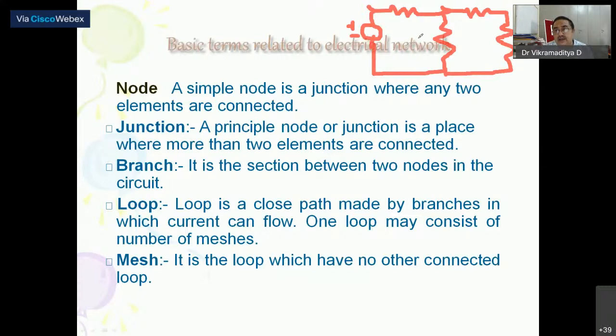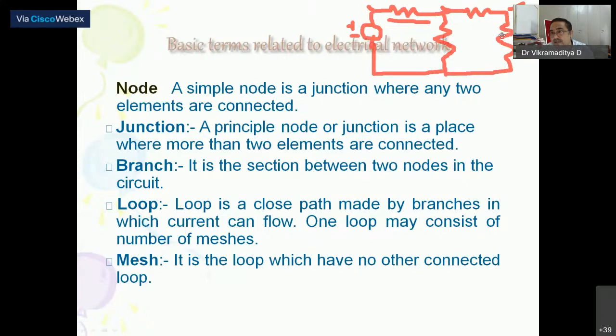Now see this. What is this? This is again also a junction, but not a node. Where is the node? Now see, look towards this. Here, this branch is coming.